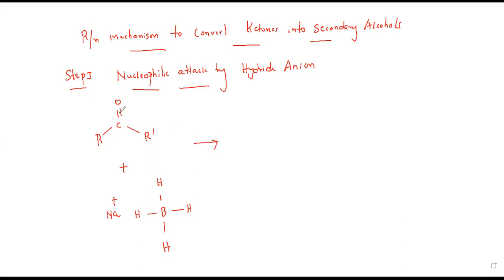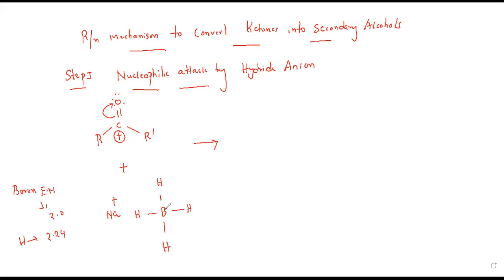you compare the electronegativity between carbon and oxygen. As oxygen is more electronegative, the pi bond will migrate towards oxygen. Therefore, this carbon will become electron deficient. Now you compare the electronegativity between boron and hydrogen. Please remember, the boron electronegativity value is 2 and the hydrogen electronegativity value is 2.24.